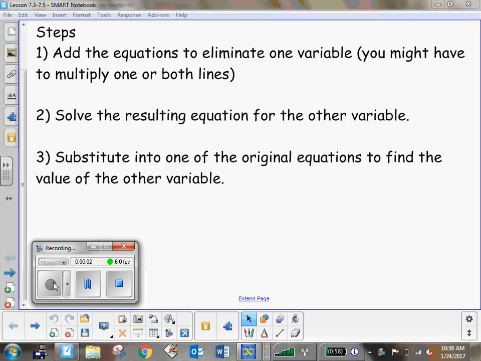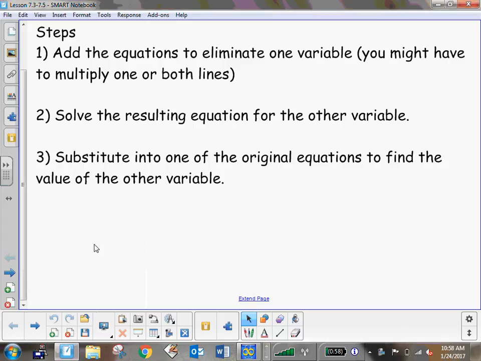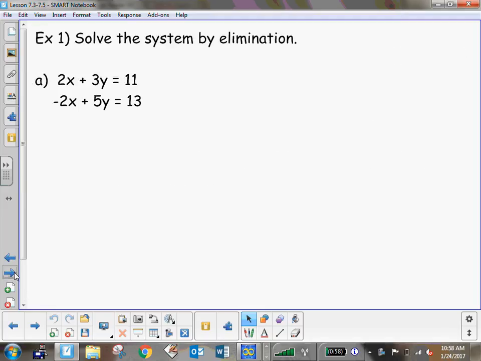Sometimes you have to multiply both equations in order to get a common coefficient that can be eliminated. All right, solve the resulting equation for the other variable, and then you're going to do some substitution. So these are the basic 3 steps. Many of you are familiar with this. So let's go on and actually do some examples, because I think the examples are where we'll really see how this works. In this case, we're going to start out real simple.